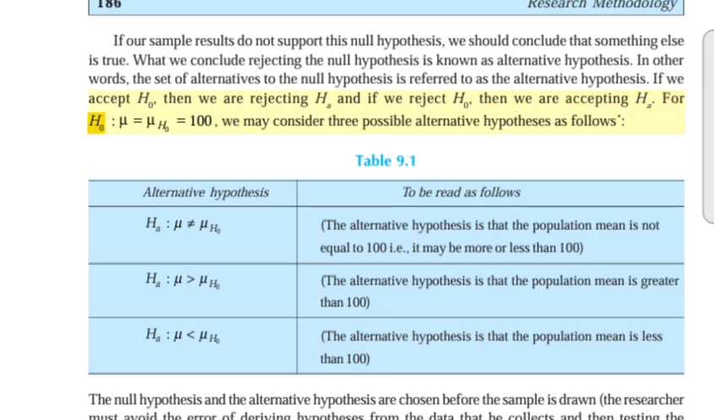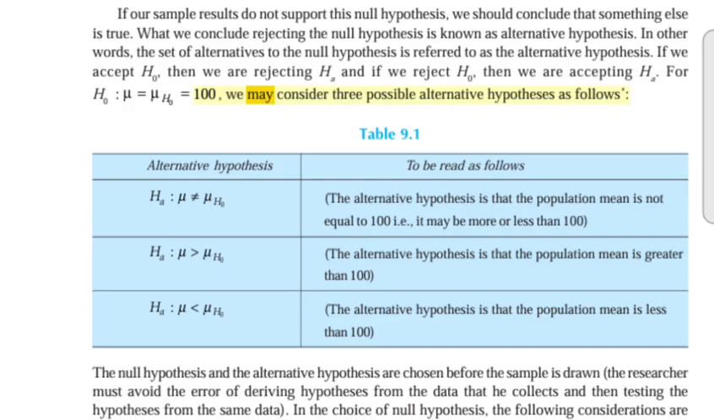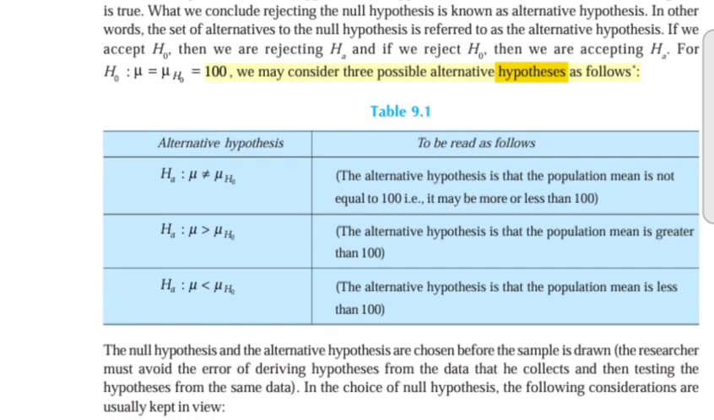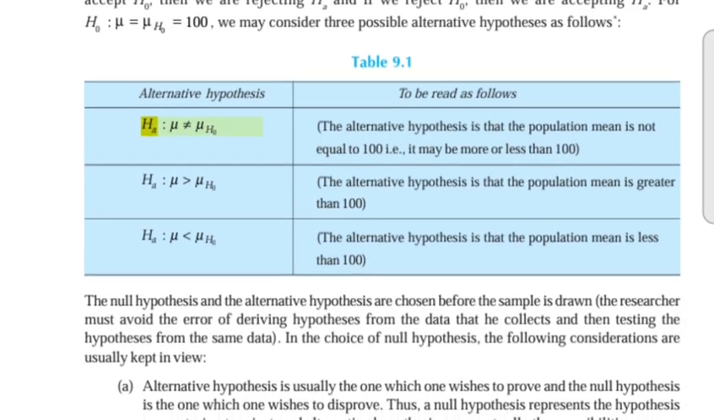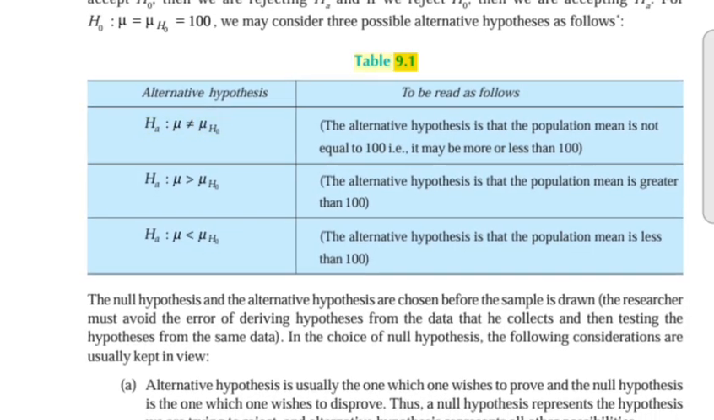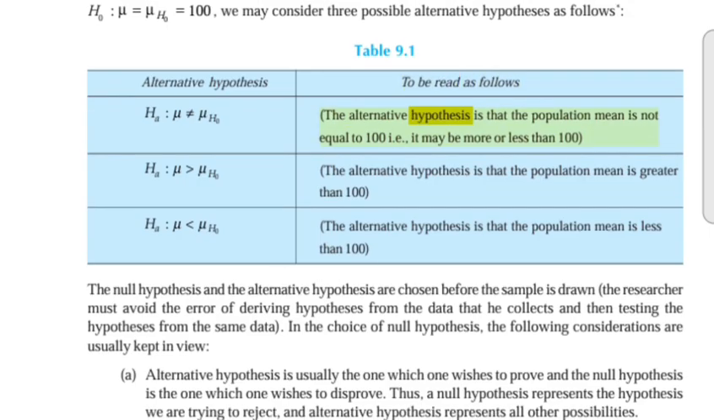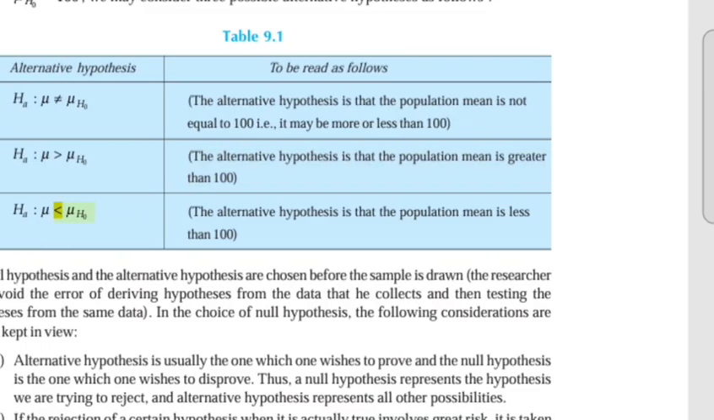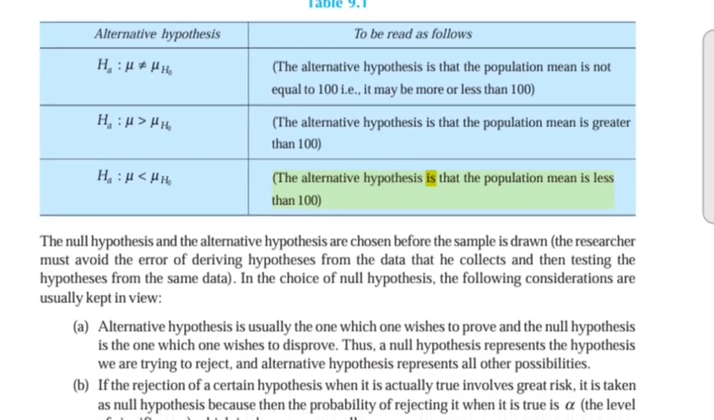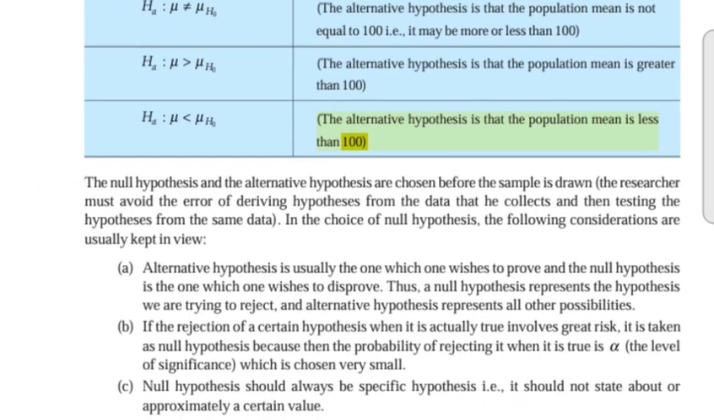For H0: μ = 100, we may consider three possible alternative hypotheses as follows. Ha: μ ≠ 100. Table 9.1 is to be read as follows. The alternative hypothesis is that the population mean is not equal to 100, i.e., it may be more or less than 100. Ha: μ > 100. The alternative hypothesis is that the population mean is greater than 100. Ha: μ < 100. The alternative hypothesis is that the population mean is less than 100.